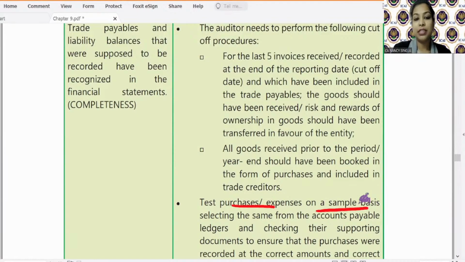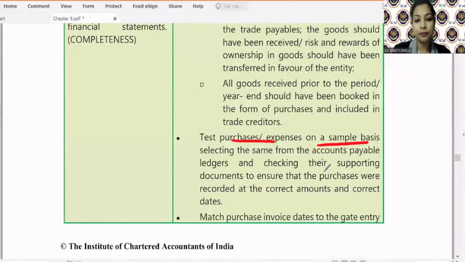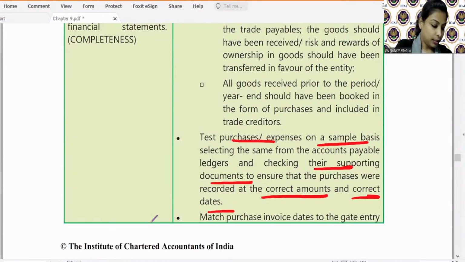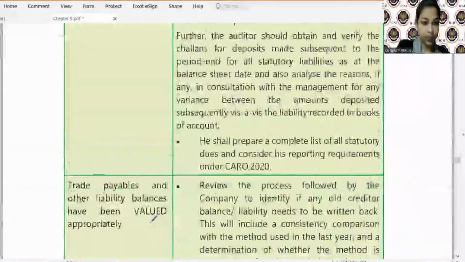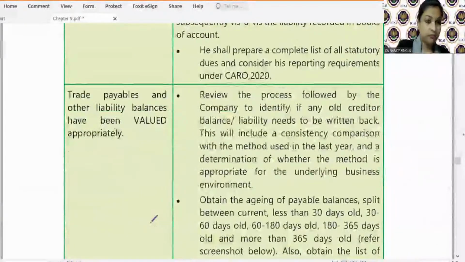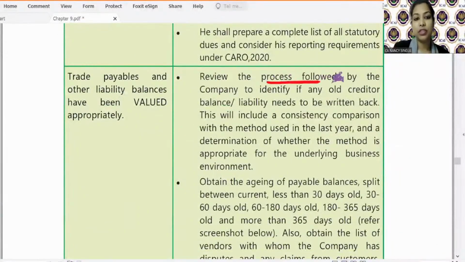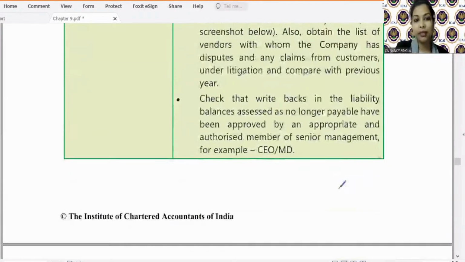Test purchases, expenses on sample basis, है ना. Checking the supporting documents, correct amount है या नहीं, correct date है या नहीं. ठीक है. ठीक है. After this, there is some difference in this, so we will do that in the next session. Valuation, what is the process followed by the company, है ना. Consistency comparison करो, ageing schedule लो, exactly same, है ना. And see वहां पर हम क्या कहते थे, provision is to be made या write off करना है.